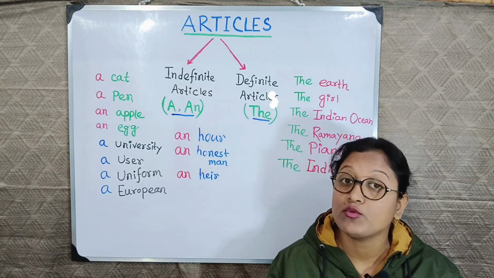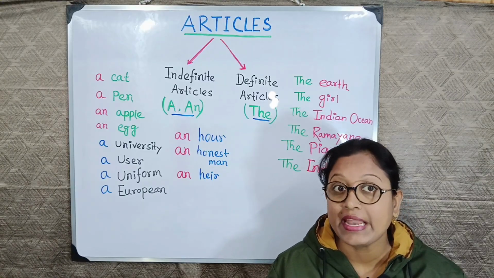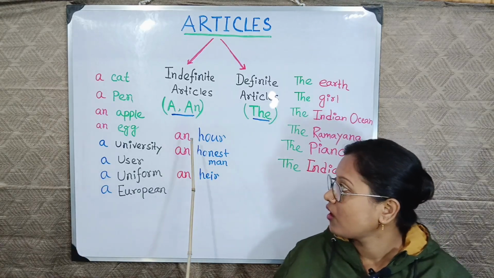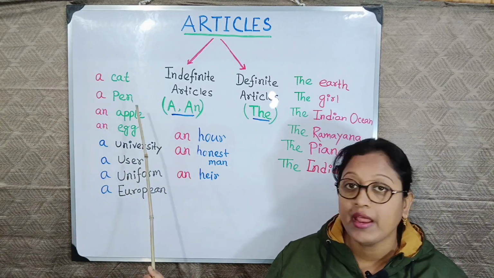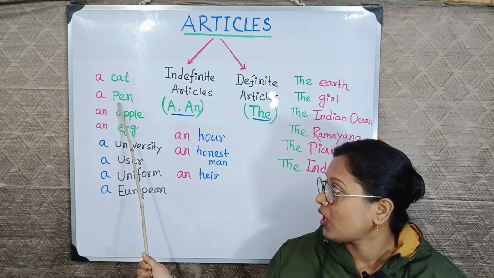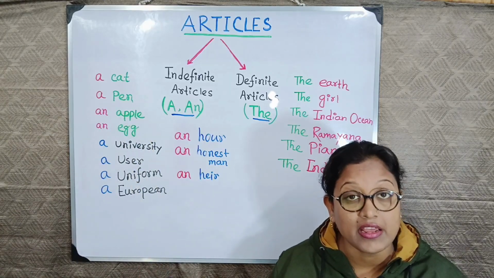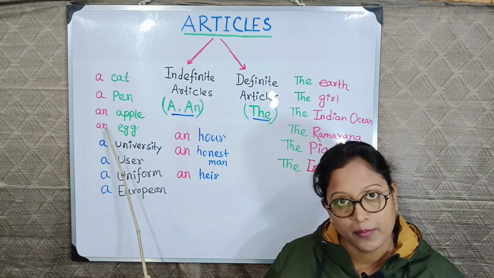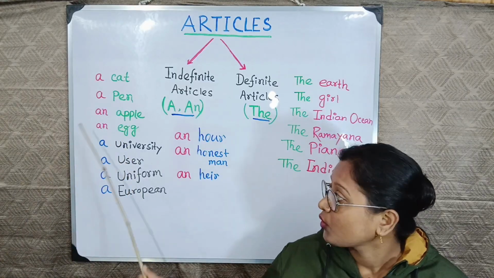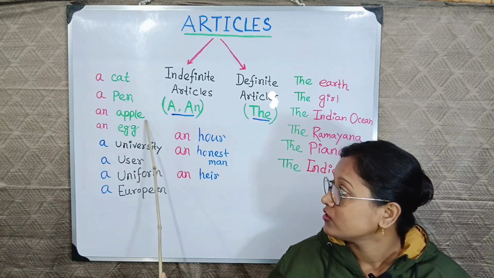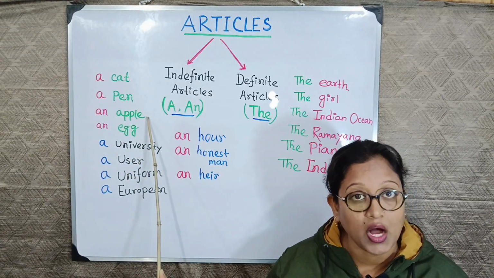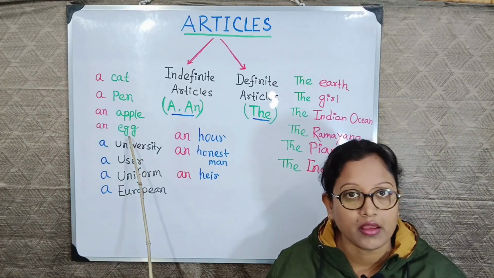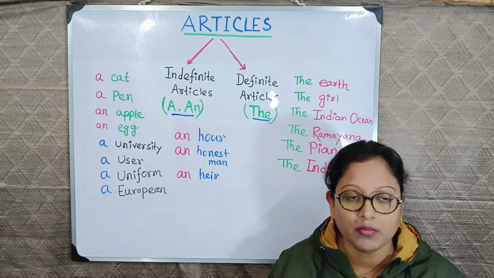Next, we will use an when the next word begins with a vowel sound. See, a vowel sound. An apple. It is creating a vowel sound, right? A, E, I, O, U, these are vowels, right? So E is a vowel, okay? So here we will use an. When the next word starts with a vowel sound or vowel, there we will use an. It is a regular use. An egg. A, E, I, O, U. E, vowel.